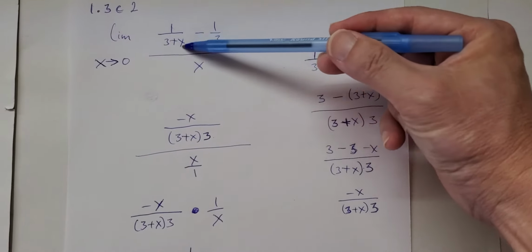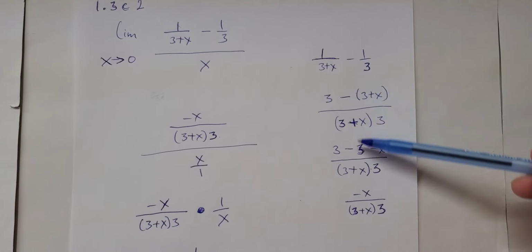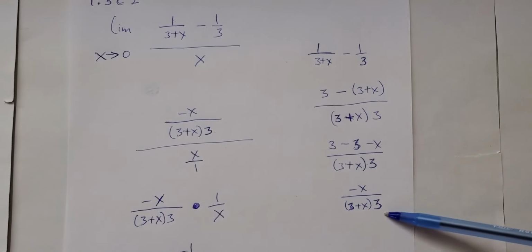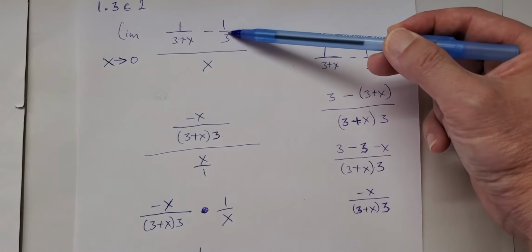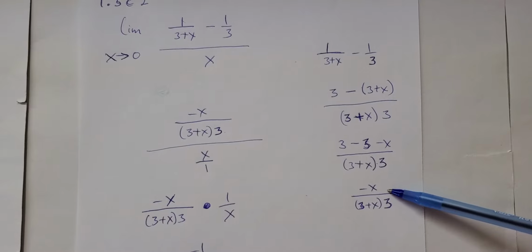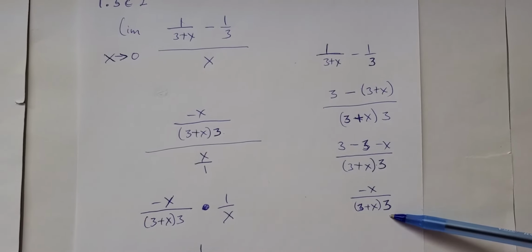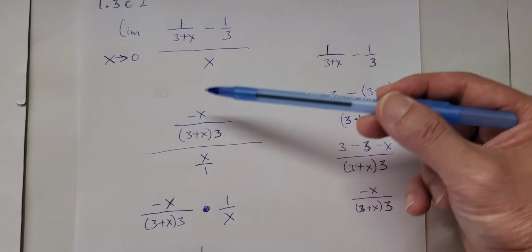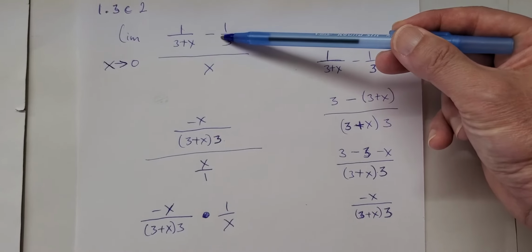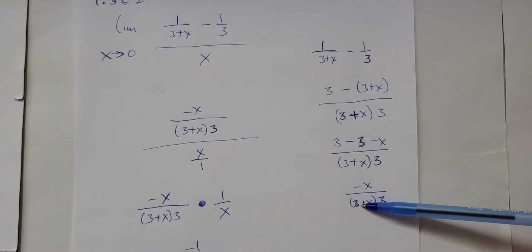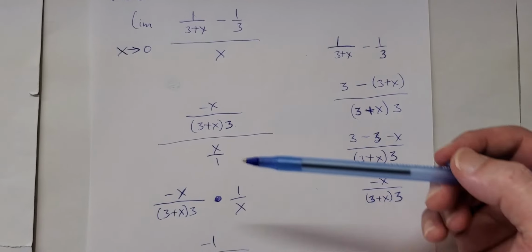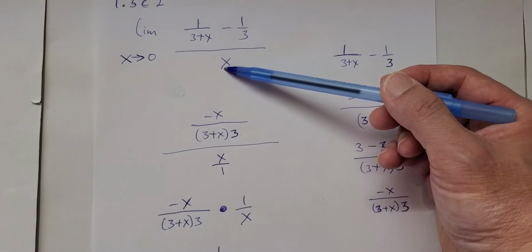So this right here where I am circling, I did on the side. And you're going to replace it by this answer. So replace this by negative x over 3 plus x times 3. This becomes this. How? I did it on the side here. And make sure that you put this over 1.